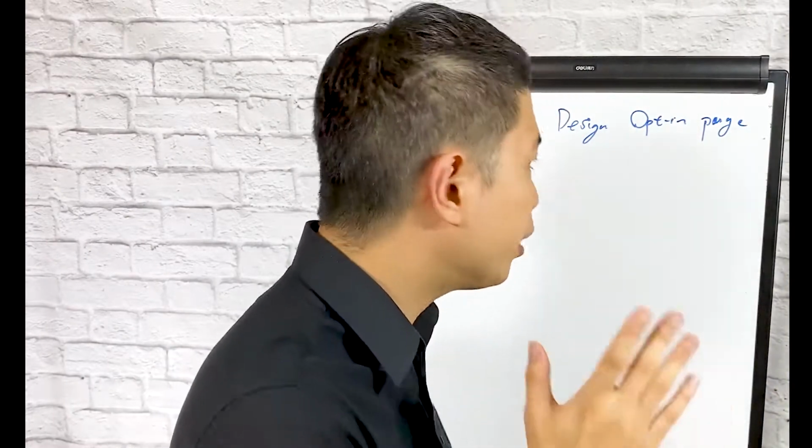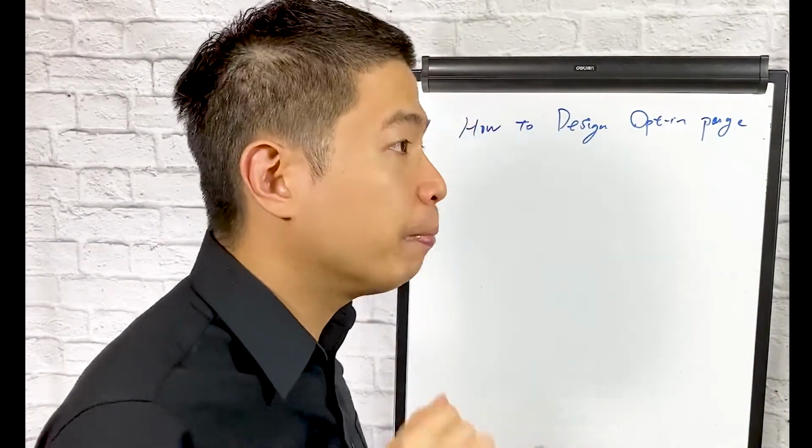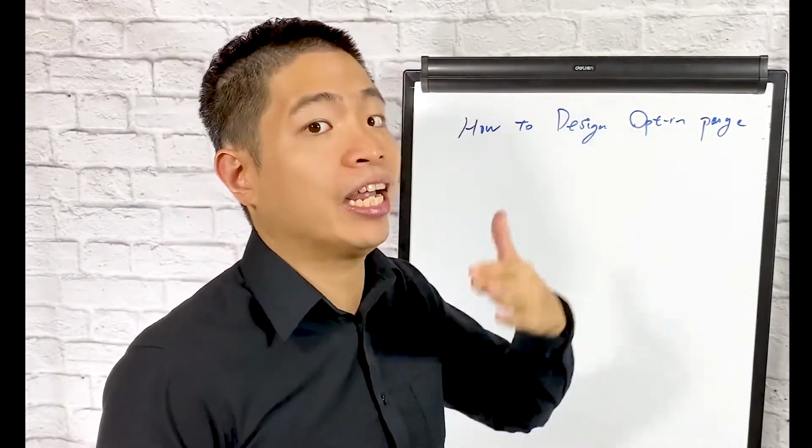What's going on inside here. So today we are going to talk about opt-in pages and how to design them. We know the opt-in page is one of the most important pages you can use to build your list. So how do we actually design that, right? There are a few key elements you need in place in order to make it high converting.